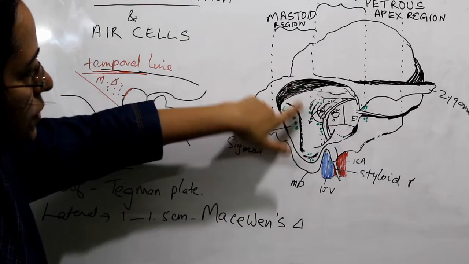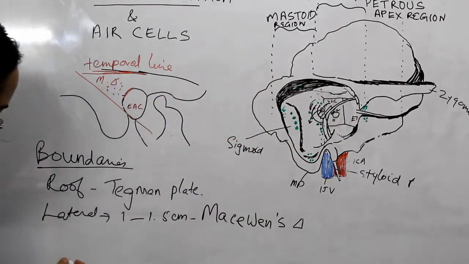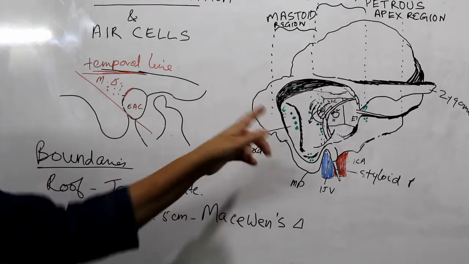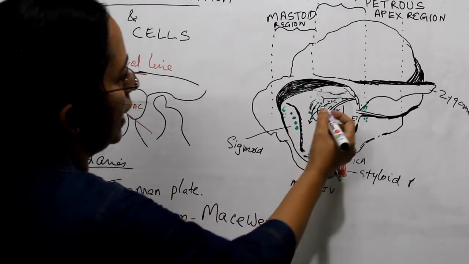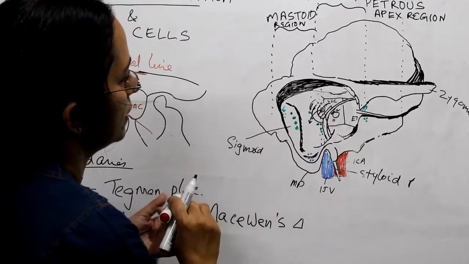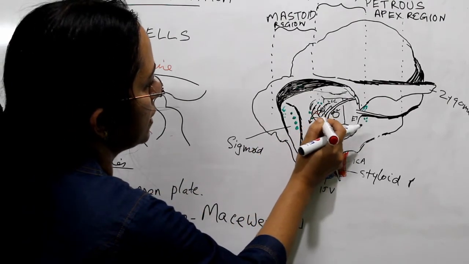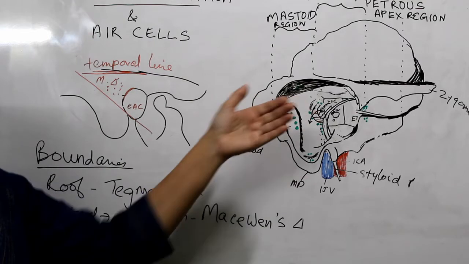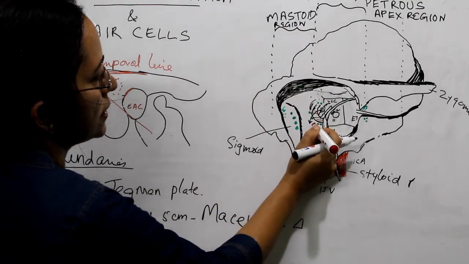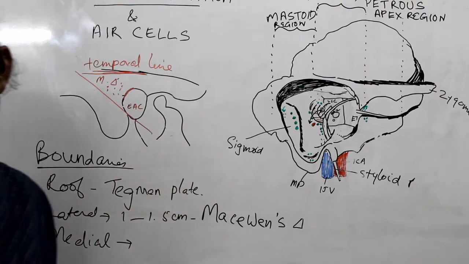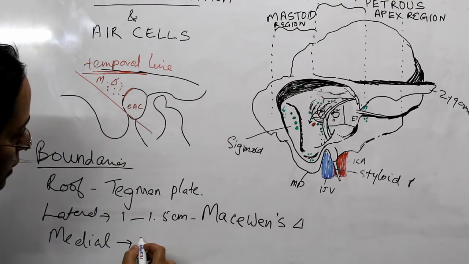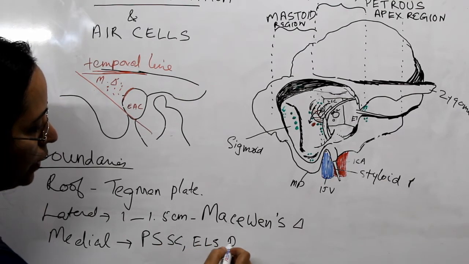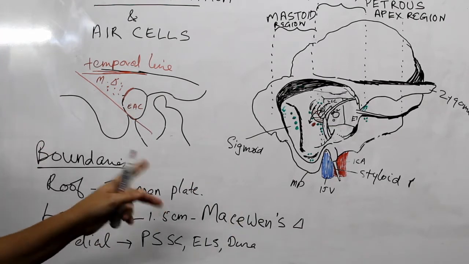This is the medial wall. Medially, this is formed by the petrous part of the temporal bone, and you can see the following structures. This is the lateral semicircular canal, and this one is the posterior semicircular canal. In the medial wall, we can see the posterior semicircular canal, and below this is the endolymphatic sac, and also there is the dura of the posterior cranial fossa.